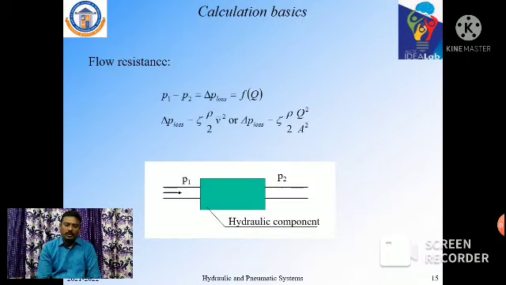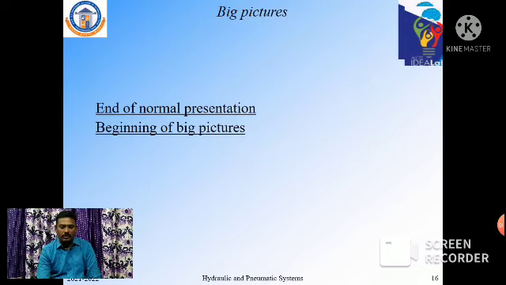Flow resistance: P1 minus P2 equals delta P loss, that is a function of pressure and flow Q. Delta P loss equals zeta times rho by 2 times V squared, or the differential pressure equals zeta times rho by 2 times Q squared by A squared. Pressure times volume PV equals a constant. This is a hydraulic component relation, that is Bernoulli's equation. These are the basics of hydraulic and pneumatic systems.